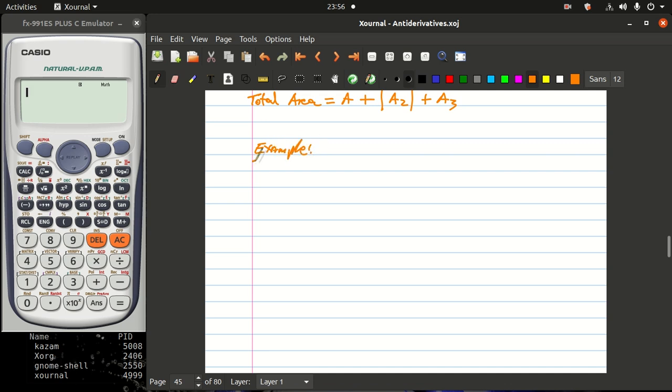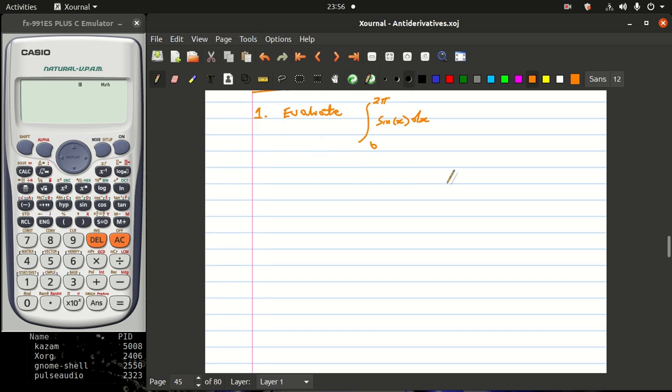So this example is going to say, number one, evaluate the definite integral from 0 up to, let's say here, 2 pi of sine of x dx. That is the first question.